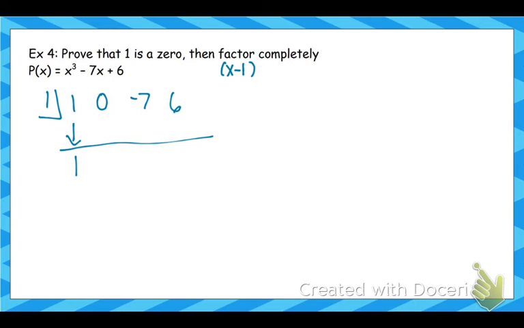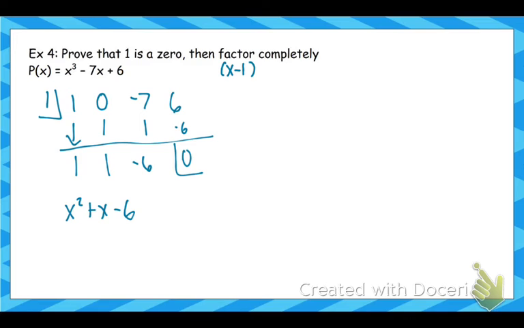Bring down my first. Take the number at the bottom, multiply by what's in the box, add down the column. Multiply, add, and I get 0 as a remainder, which I should, because I'm proving that 1 is a 0. By getting 0 as a remainder, that shows it. That also proves that x minus 1 is a factor. All right, now remember, when we do synthetic division, we start 1 degree less than the original. The original was x cubed, so my answer would then be squared.